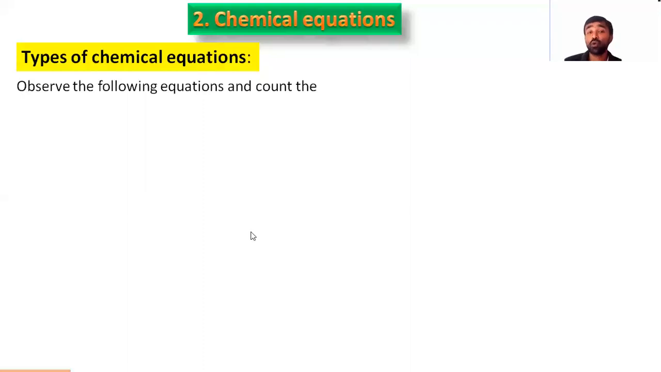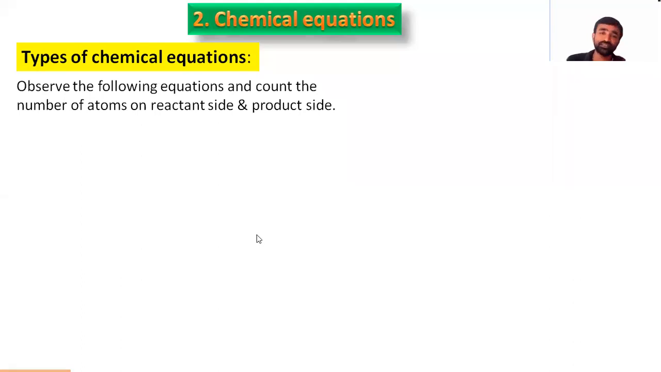In that, we are counting the number of individual atoms present before the change and after the change. So observe the following equations and count the number of atoms on the reactant side and also on the product side. For example, the first reaction is between calcium oxide and water. They are the reactants, combining before the change, so they are taken on the left side of the arrow: calcium oxide, quicklime, and water, H2O. Together they produce slaked lime, calcium hydroxide. So this is the equation for activity 1.